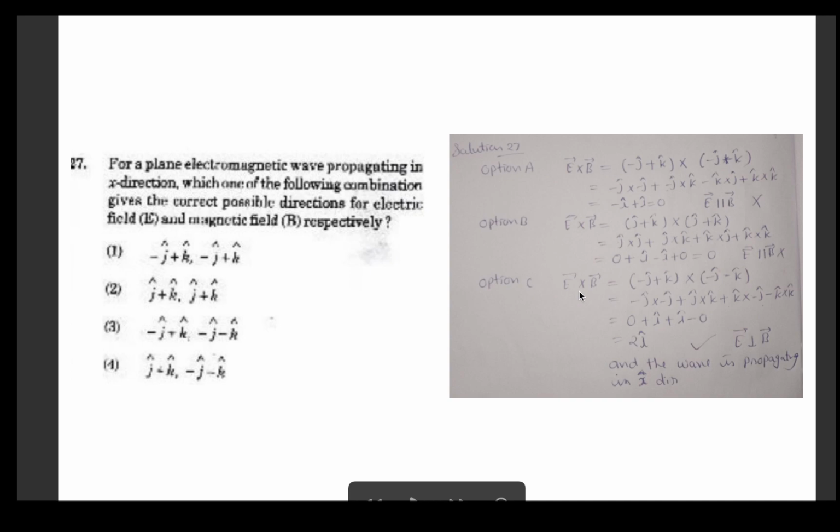Then option C, minus j cap, minus j cap, minus j, minus k, plus k, minus j, plus k, minus k, all the four terms. First is 0, second is j cross k and i, then k cross j and i. So minus i cap will come and minus is already there, so plus i cap, equal to 2 i cap. So E cross B is not equal to 0 and the value of E cross B is in the x direction, which is the direction of wave propagating given in the question. So our option C is the right option.